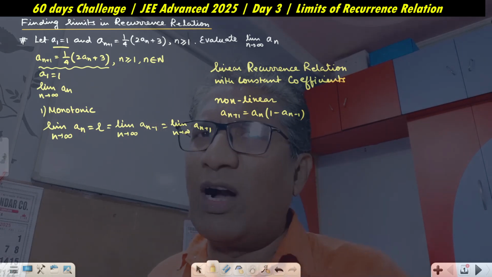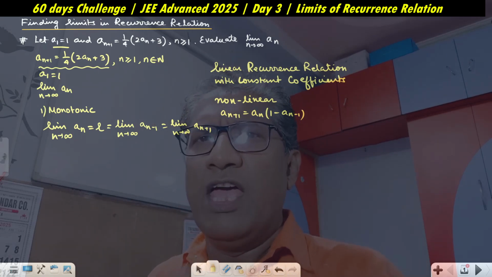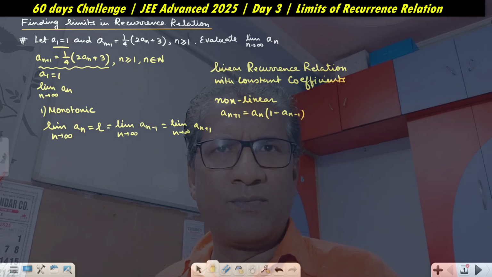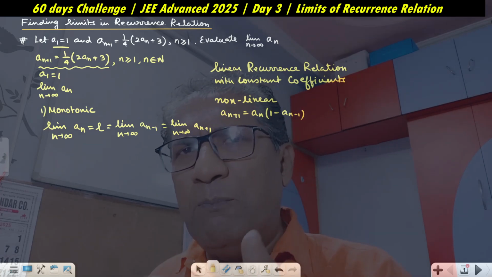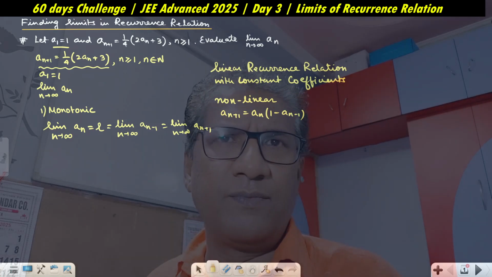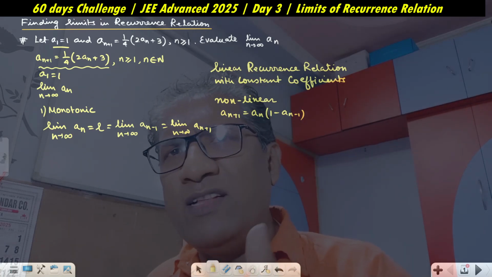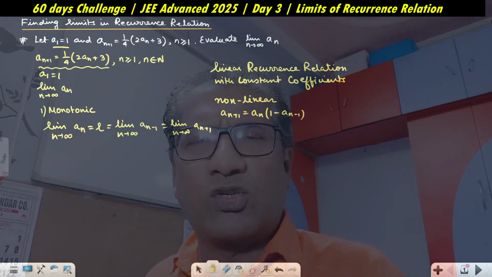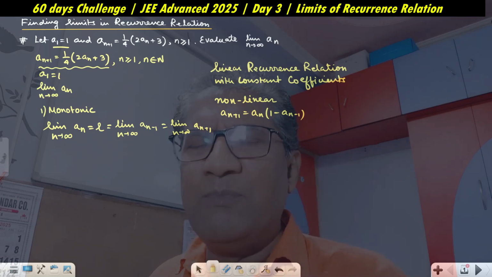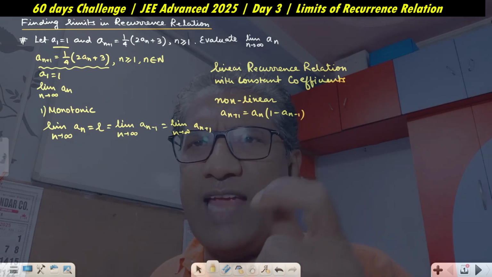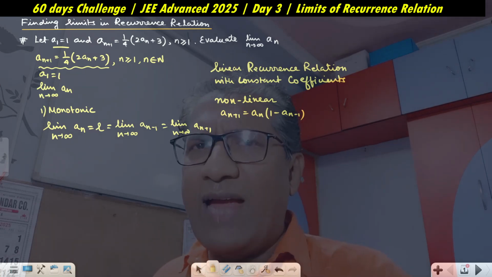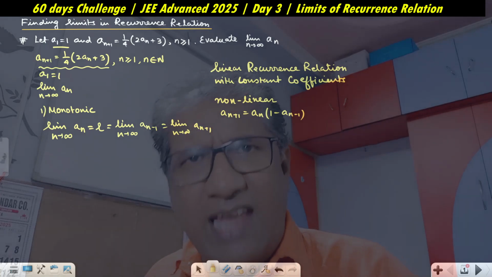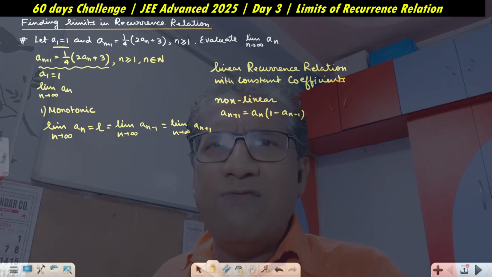Absolutely clear. So whenever a recurrence relation is given, it is guaranteed you are going to get a linear recurrence relation. So all you will do is simply check its monotonicity, whether the sequence is increasing or decreasing. I will take several examples to explain that. But remember that you have to check whether it is increasing or decreasing. The moment you get that, we will assume that this limit exists and its value is L. And we will find out L.